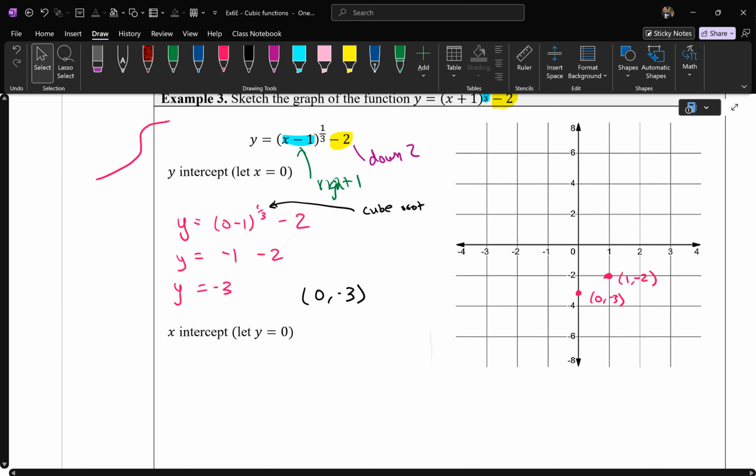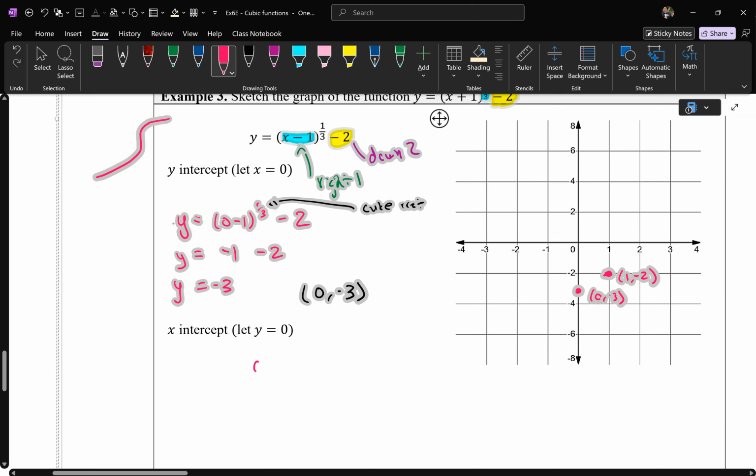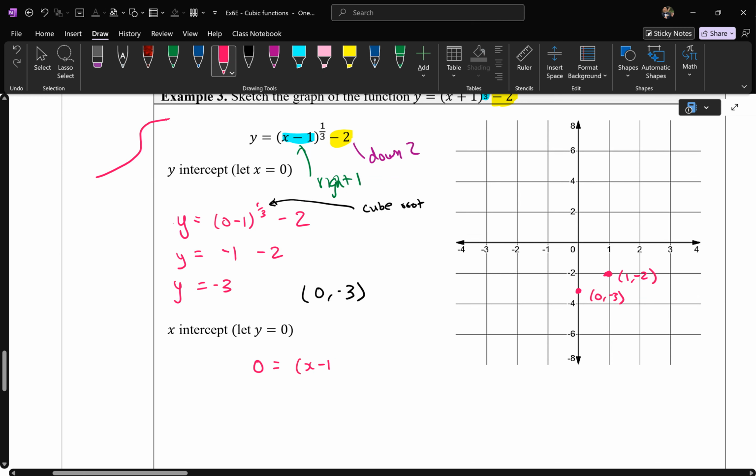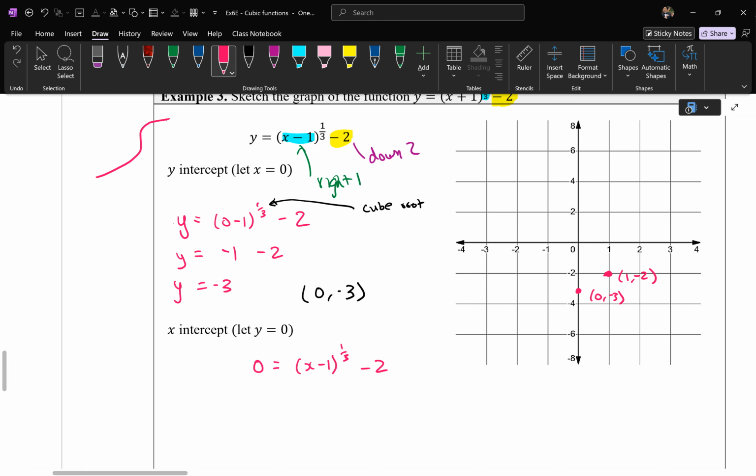To find the x-intercept, it's when y equals 0. So here we go. 0 equals x minus 1 cube root minus 2. All right, let's see if you guys can figure this one out. Bit of algebra. What's the first thing you're going to get rid of? Yeah. Opposite of minus 2 is add 2. Add 2, add 2. Negative 2 plus 2 cancels out. 2 is equal to x minus 1 cube root.